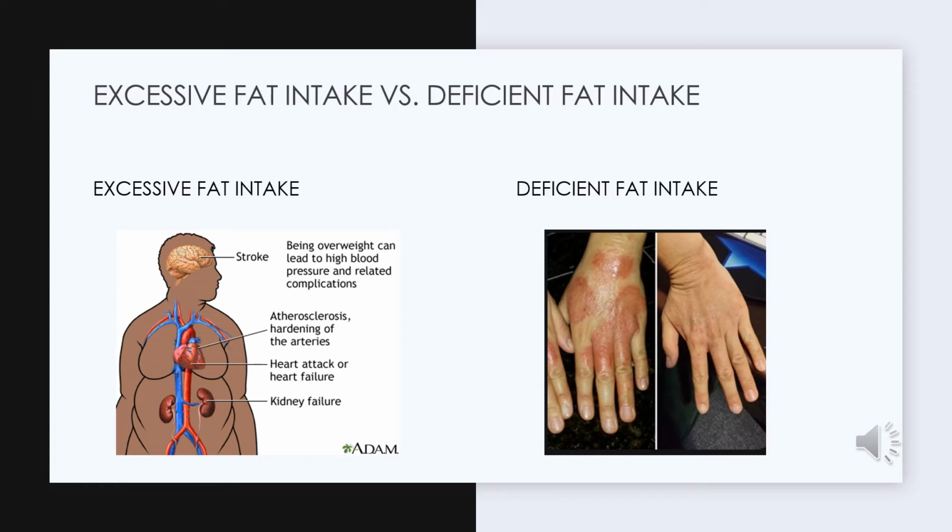So while it's sometimes easy to physically see those people who have an excessive fat intake, they will be someone that is overweight, right? I'm taking in too much fat, so I gain weight. Being overweight can lead to high blood pressure, which puts us at a greater risk for a stroke, a heart attack, heart failure, kidney failure, all those things from an increased amount of fat intake.